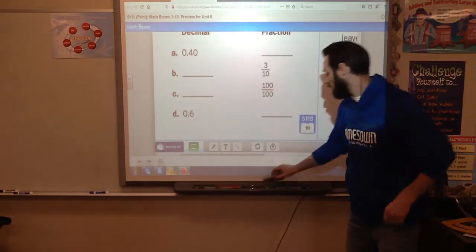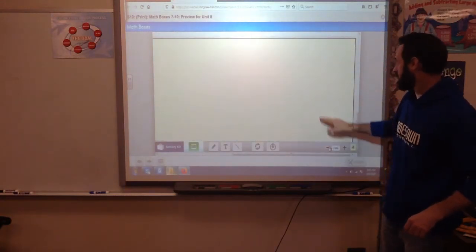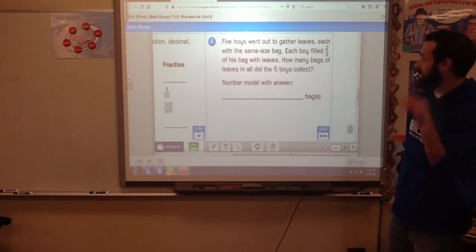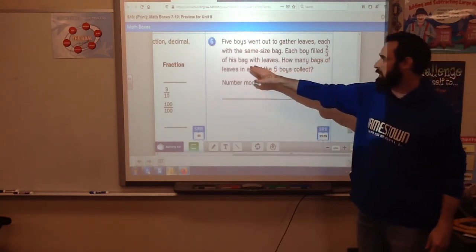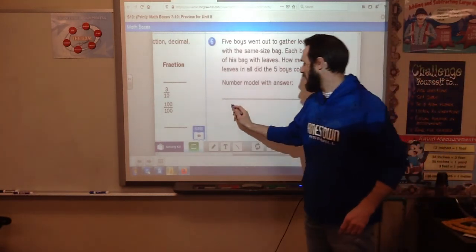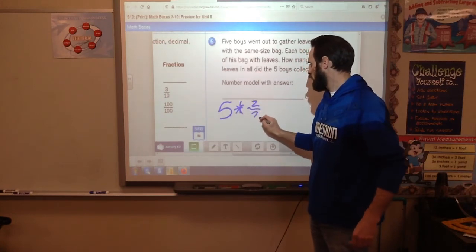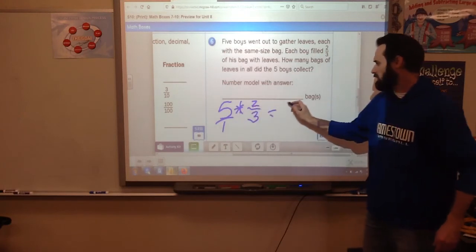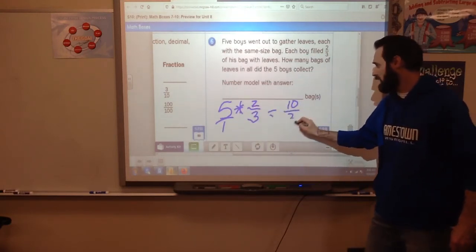And the last one, I'm probably going to have to make it a little smaller. Yeah. Alright, let's see if we can get it all in there. There we go. 5 boys went out to gather leaves. Each boy filled 2/3 of his bag with leaves. How many bags did they fill? This is just multiplying fractions. It's 5 times 2/3, so we're going to put that 5/1, and then we multiply. 5 times 2 is 10, 1 times 3 is 3, and then we divide.